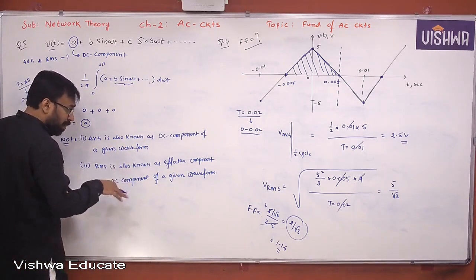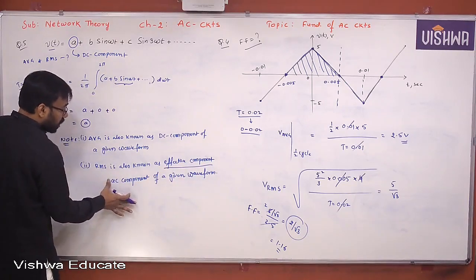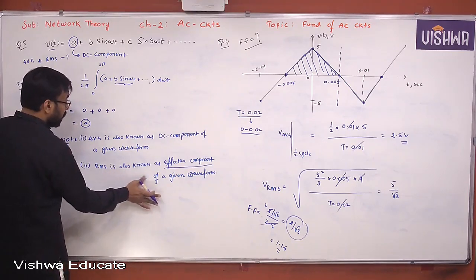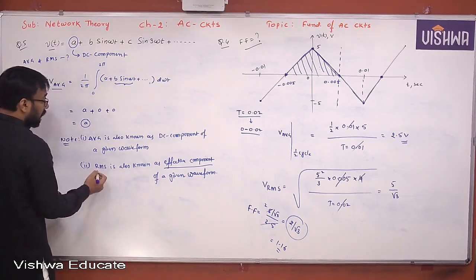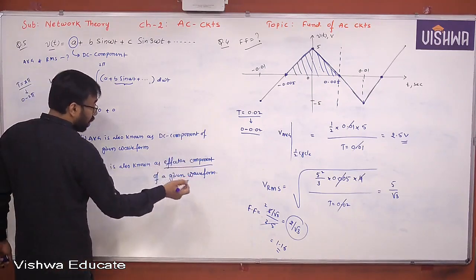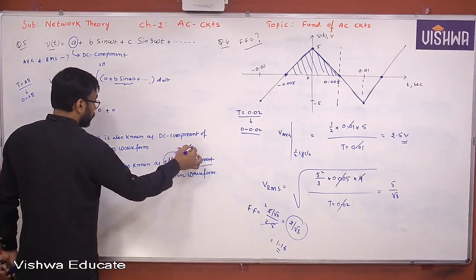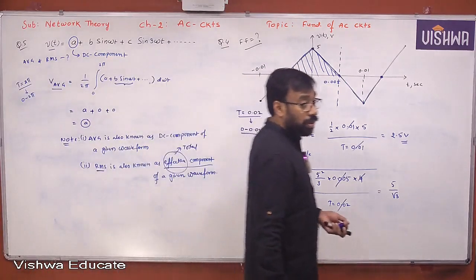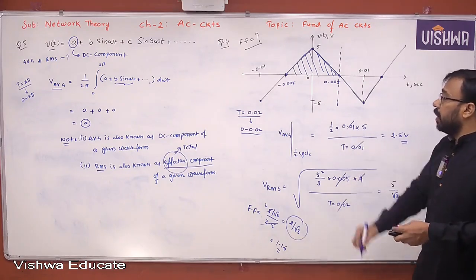So instead of remembering it like this, better you remember effective component of a given waveform instead of remembering AC component of the given wave, because sometimes it gives a contradiction also. So that is why better you remember RMS value is the total component, the whole component, or effective component, like that you can define. It's a very, very important point.